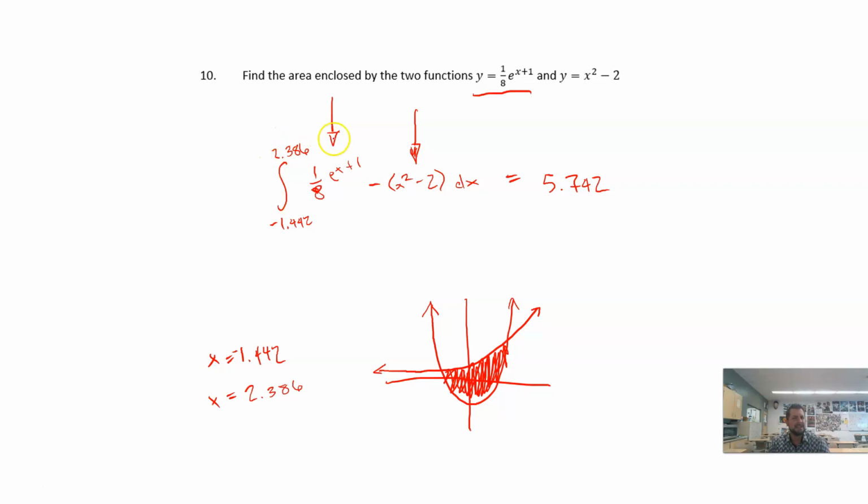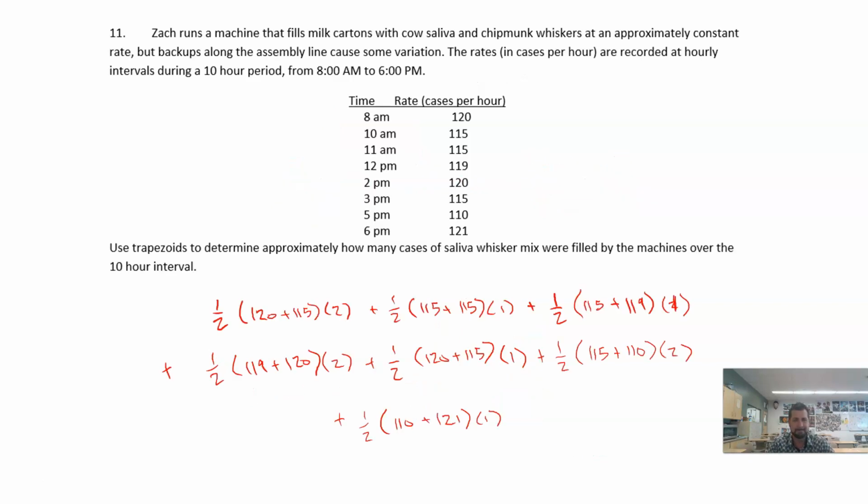So what we do on this is very similar to our tortoise and hare problem, where we actually find out where they cross, and it just so happens that happens twice. As you can see, one of them is at x equals -1.442. The other one happens at x equals 2.386. Once I know those two, all I have to do is put my top and my bottom functions in, subtract them, and I find out that that area is 5.742. So that's your answer for number 10.